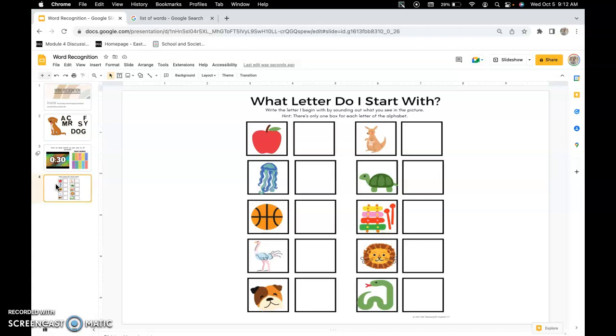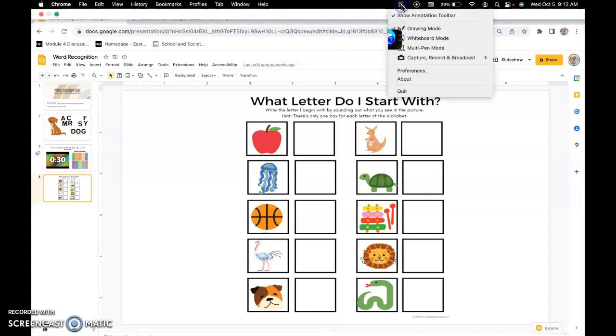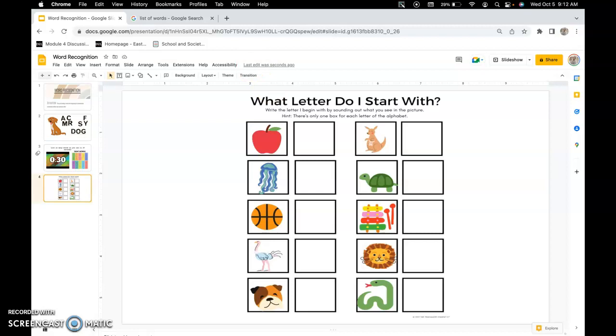The last one here is to have students see pictures and ask them what letter the picture starts with. Okay, so we've got A for apple, J for jellyfish, B for basketball, F for flamingo, D for dog, K for kangaroo, T for turtle, M for music, L for lion, and S for snake.